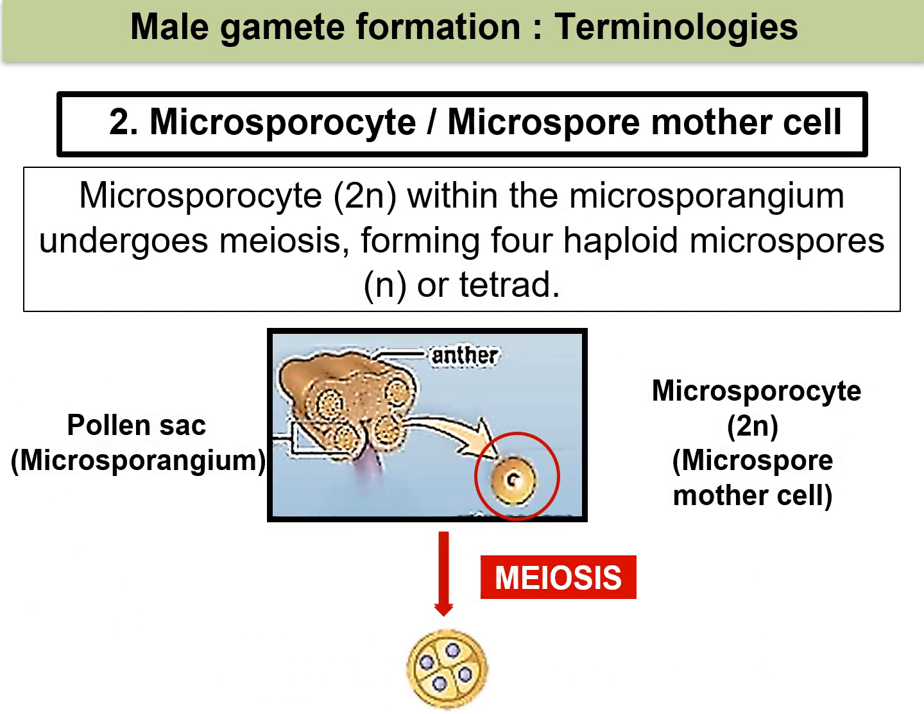The second terminology is microsporocyte. Microsporocyte is the cell, right? You can use the term microsporocyte or microspore mother cell. Both are the same thing. So microsporocyte, which is diploid, can be found in the microsporangium. This microsporocyte, the microspore mother cell, will undergo meiosis. As we all know from cell division topics, meiosis will produce 4 daughter cells. The daughter cells that arise from meiotic division of microsporocyte are called microspores.